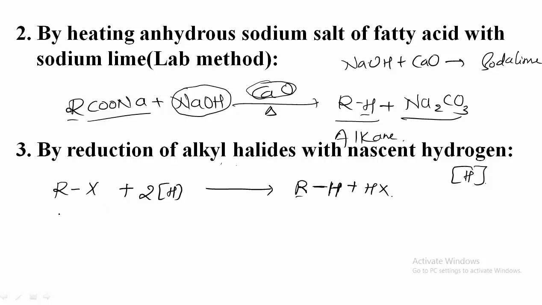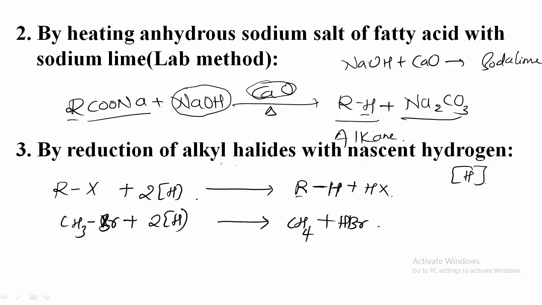In general, we can take any group here, okay, CH3X plus, in place of X we will take Br. So 2H, what will I get? CH4 plus HBr. So this is one method to prepare the alkanes. And here we have to use reducing agents. It may be Zn/HCl, or we can also use sodium in ethanol, C2H5OH. So these will act as reducing agents here. Okay, so remember this.